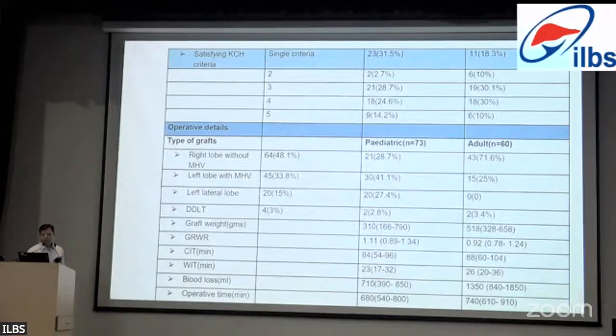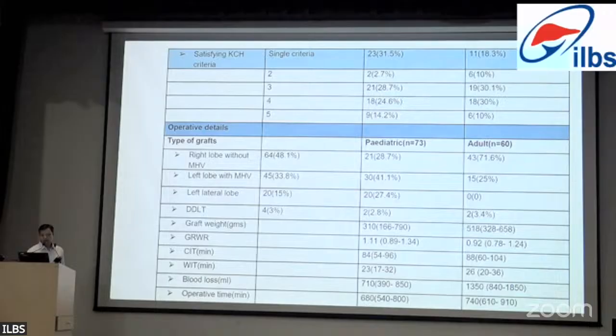Coming to operative details, that is the graft type. The common graft used was right lobe without MHP, 48%, followed by left lobe, subsequently the left lateral and DDLT. In pediatric patients, the common graft used is left lobe graft, which is 41%, followed by left lateral and an equal number of right lobe grafts. In adult patients, obviously the right lobe graft was more commonly performed. GRWR average is 1.11 in pediatric and 0.92 in adult patients.